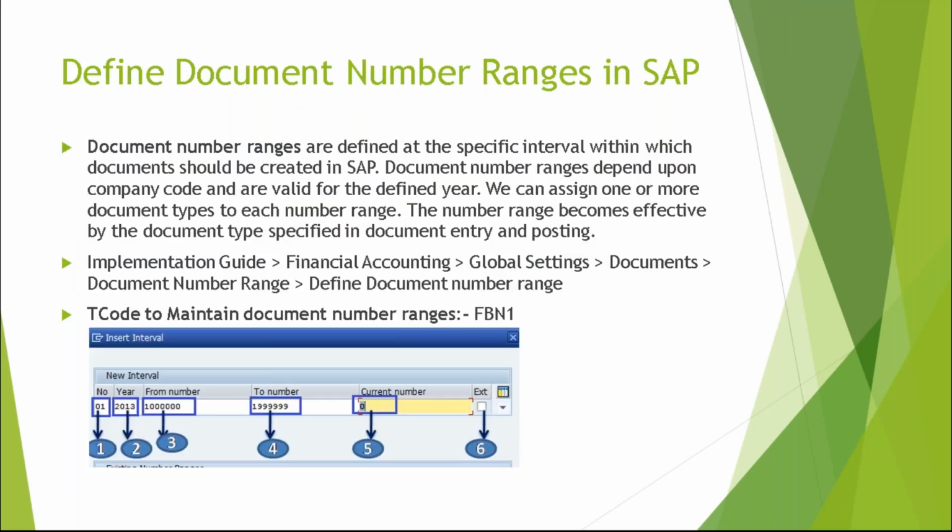Next, after the number ranges, this is how we will be creating the number range. What happens in a number range is that it specifies the interval within which the document should be created in SAP. So whenever I am doing a transaction, that is an interval: first one, second one, third one, fourth one, and so on you will be creating.